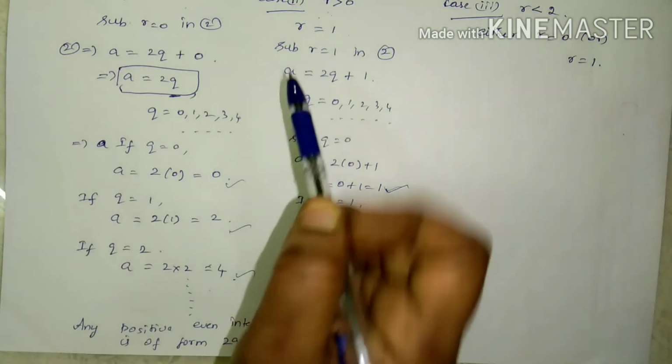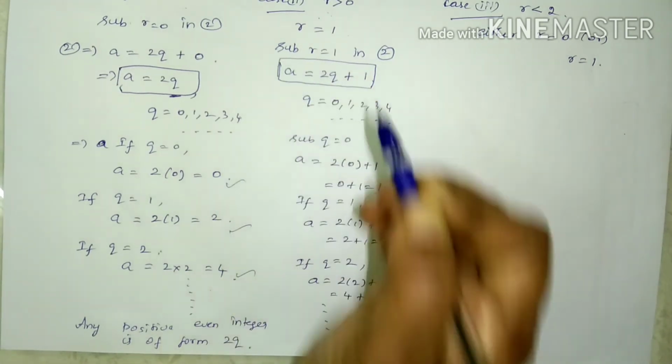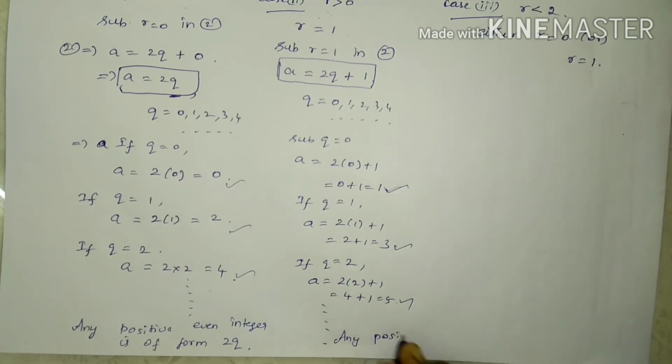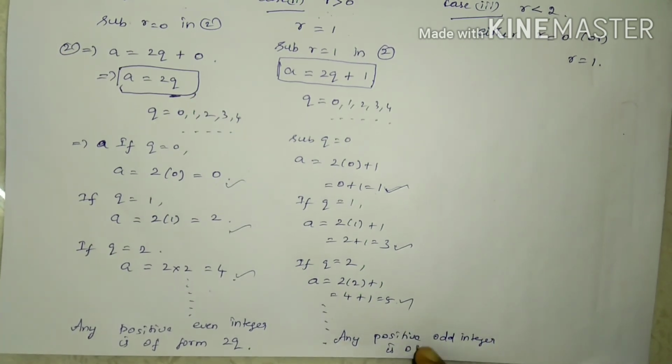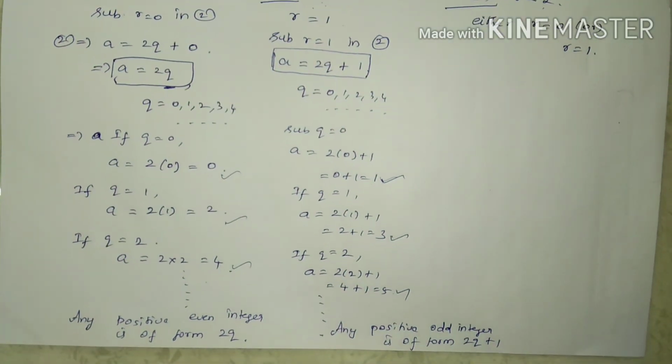Here the value of a is in the form a is equal to 2q plus 1. So from this we can conclude that any positive odd integer is of the form 2q plus 1. That only we have to prove in our statement. So hence proved. Thank you.